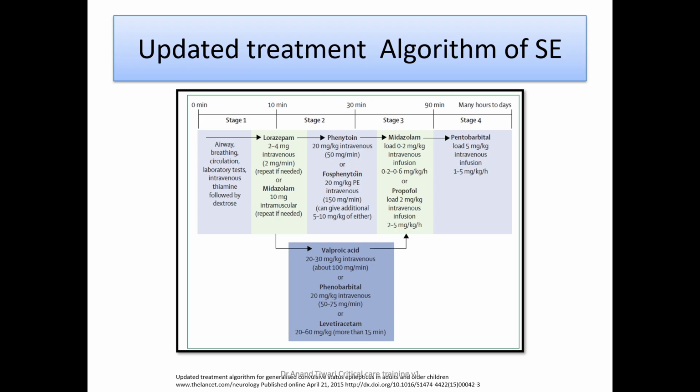Similarly, if you want to administer faster, the prodrug fosphenytoin can be given at a higher rate, 150 milligram per minute. The dose is similar, 20 milligram per kg, and there is less problem with extravasation and necrosis. So fosphenytoin if available, but it's costly. So these are the two agents which will prevent further episodes of seizure.